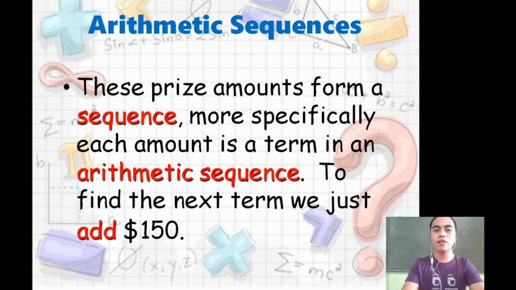$750. So always remember that these prize amounts form a sequence. More specifically, each amount is a term in an arithmetic sequence. To find the next term, we just add $150.